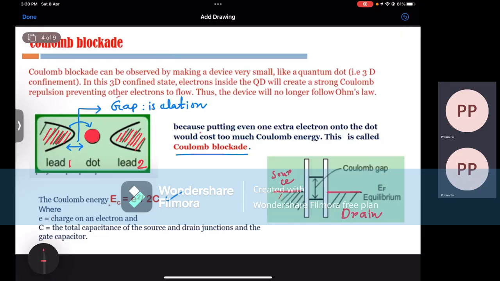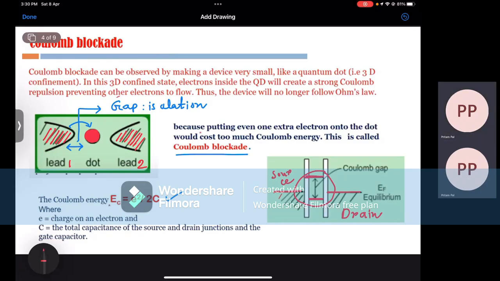So the allowed energy states are in the form of a continuous band. But in this quantum dot, because of the strong confinement, quantum effects are coming into the picture, or you can say the allowed energy states are discrete energy states. So electrons can exist only in this state, this state, or in this state, right?